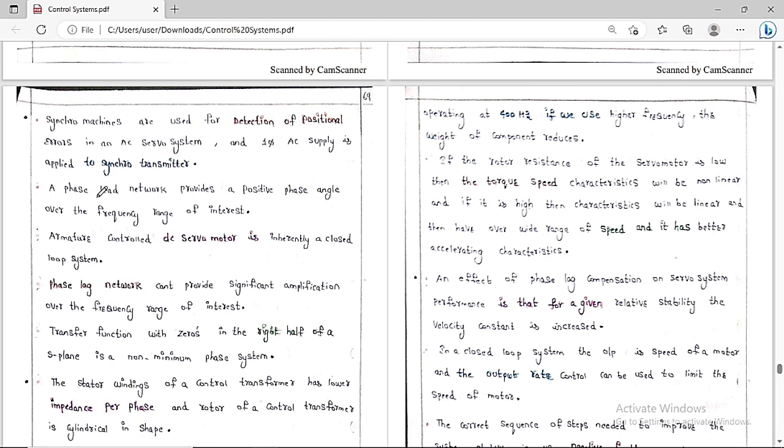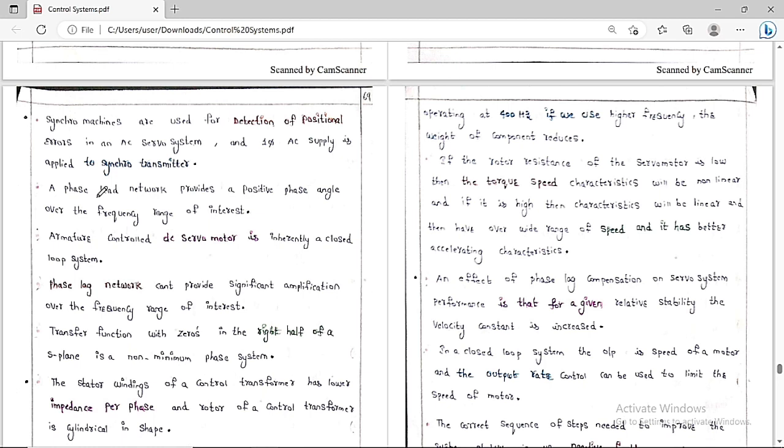So this one always you have to keep in your mind: armature controlled DC servo motor is inherently a closed loop system because there is a feedback from output to input, whereas field controlled DC servo motor is an open loop system because there is no feedback from output to input.